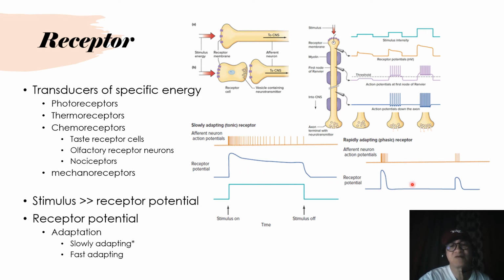In rapidly or fast adapting phasic receptors, the receptor potentials are triggered only very briefly by a stimulus and then die out. The less the strength of the stimulus, the less the frequency of action potentials triggered in fast or rapidly adapting phasic receptors.